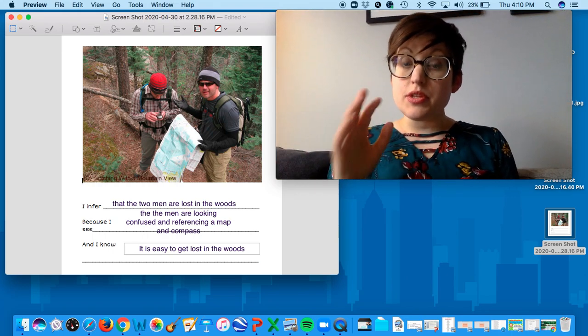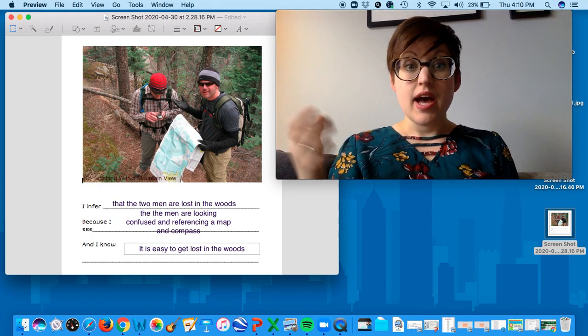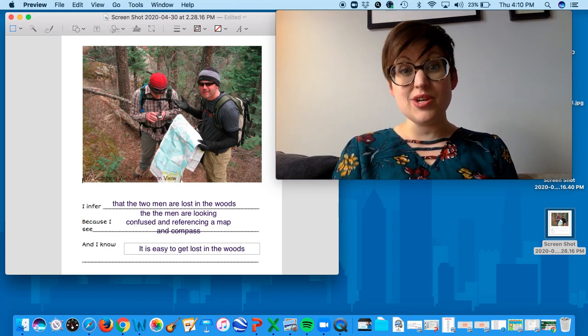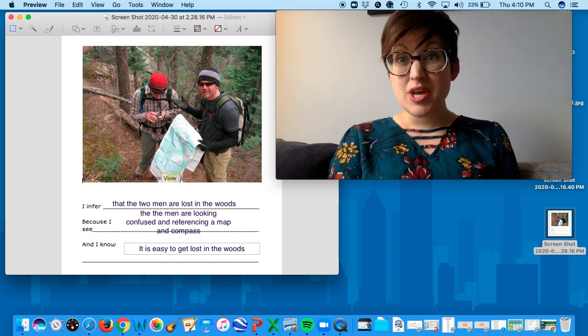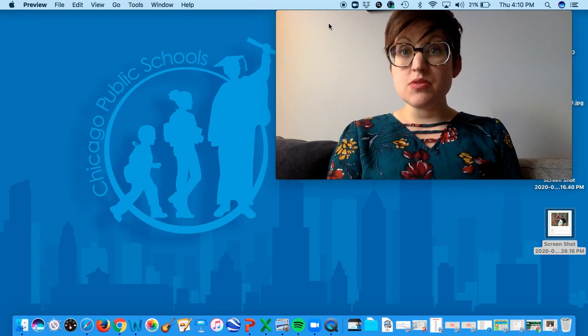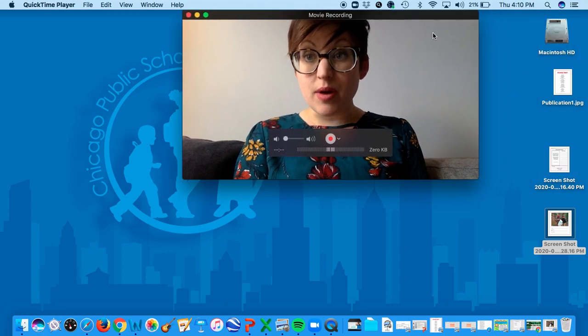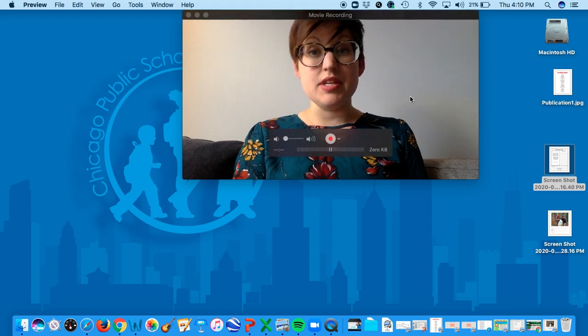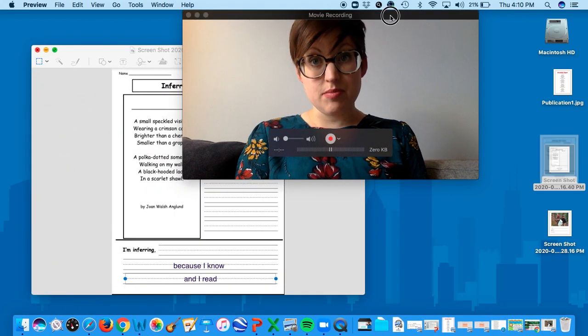So I infer that the two men are lost in the woods because I see the two men are looking confused and referencing a map and compass, and I know it's easy to get lost in the woods. So that is how I would make an inference for this picture. So now we're going to pull up a poem together and do the same thing but using evidence from the text instead of a picture.